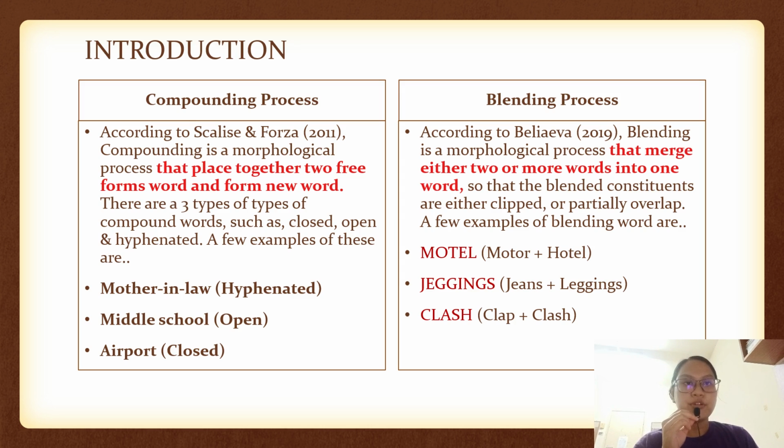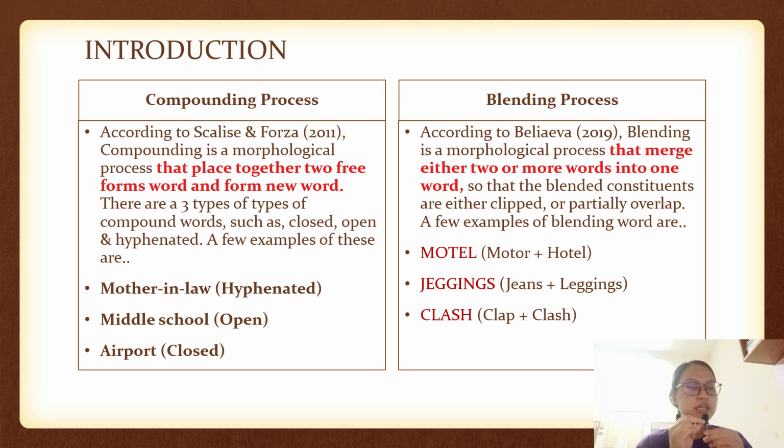Before we move on to the main points of today's topic, which is the similarities and differences of the compounding and blending processes, we first need to know what compounding and blending actually are in morphology. According to Scalise and Fábregas, compounding is a process where two or more free-form words are placed together to create a new lexical meaning, or new words. There are three types of compounding process: hyphenated, open and closed.